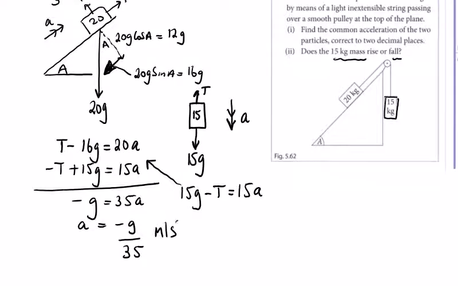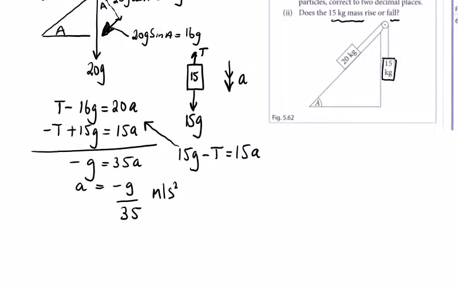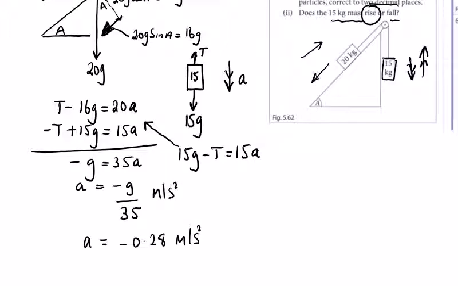meters per second squared, and there's a relationship between 9.8 and 35. This is going to give me minus 0.28 meters per second squared. Now, as we said, a was going this way, and we got a to be negative, so it's actually going in this direction. So the 15 kilo rises. I nearly circled fall. The 15 kilo is going to rise in this case. We had a going that way being positive, but it was negative, so it's going in the opposite direction.